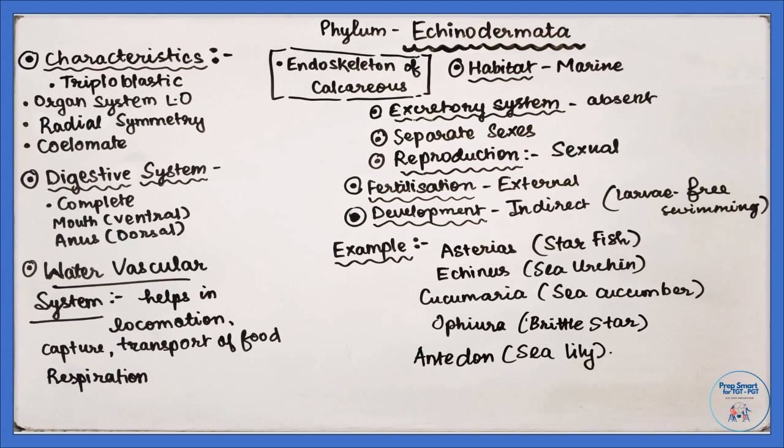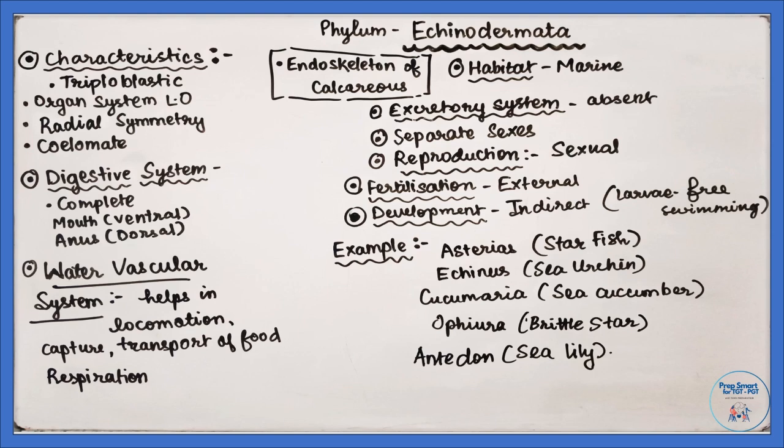They have a water vascular system of coelomic origin, in which tube feet are present, which help in locomotion, capture and transport of food, and respiration. Stone canal and radial canals are also present. They have degenerated some of the characters of the previous phyla, like head, respiratory pigments, and excretory organs are absent. Sense organs are poorly developed. Circulatory system is of open type.